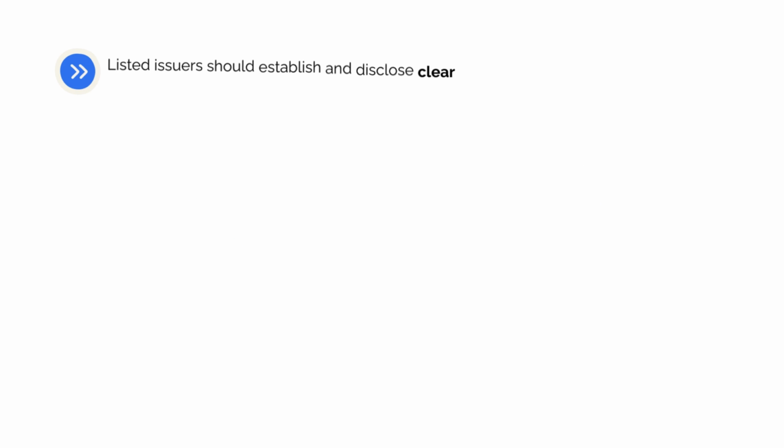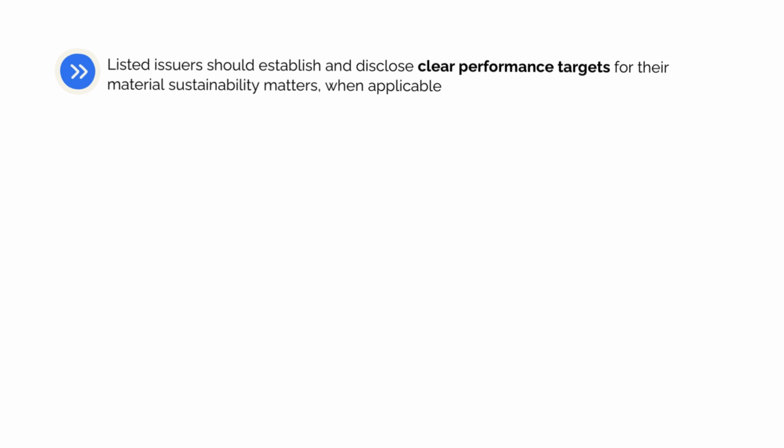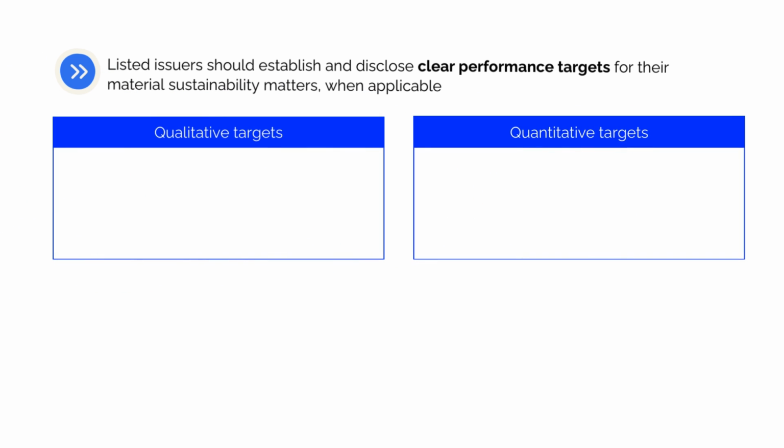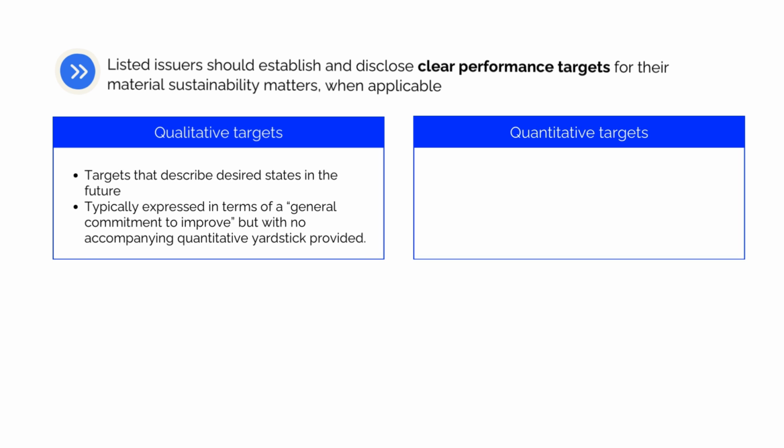Bursa Malaysia highly recommends that listed issuers establish and disclose clear performance targets for their material sustainability matters, when applicable. These targets can be either qualitative or quantitative. Qualitative targets are defined as targets that describe desired states in the future, typically expressed in terms of a general commitment to improve, but with no accompanying quantitative yardstick provided. While quantitative targets refer to targets that describe desired states in the future, expressed in measurable terms.